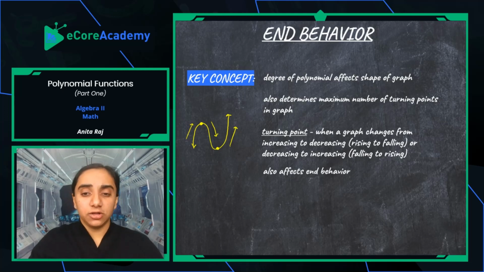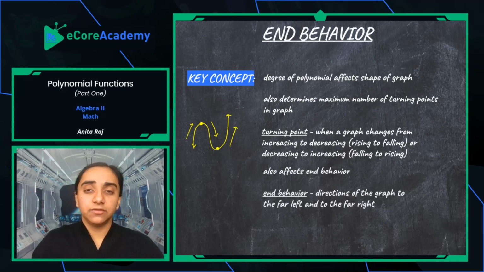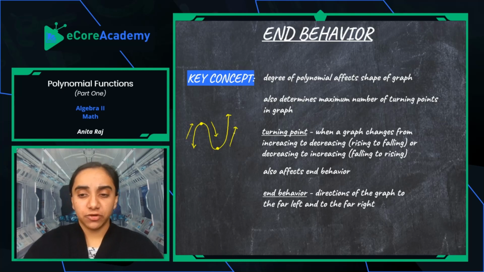These turning points will also affect end behavior. To give you a clear definition of what end behavior is, it's the directions of the graph to the far left and to the far right. If we look at this little sketch I made again, the far left would be over here, and the far right would be over here. So we're trying to focus on where this arrow is going, and where this arrow is going.